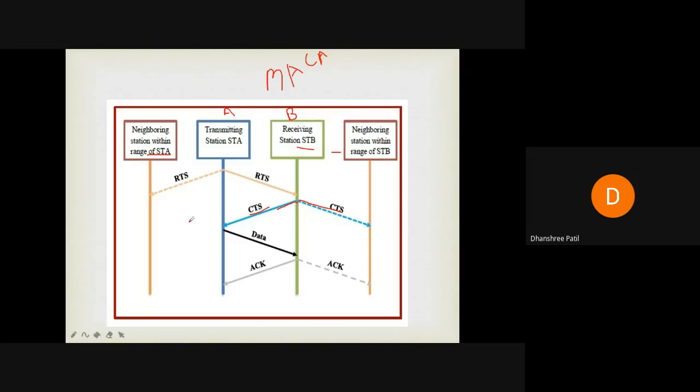Now obviously with this they will come to know that these stations are busy with other transmission. Once station A gets the clear to send message, it will send a frame, this one. And once station B gets the frame, it again sends an acknowledgement. So the acknowledgement will be sent to A as well as to the other neighbors of B.